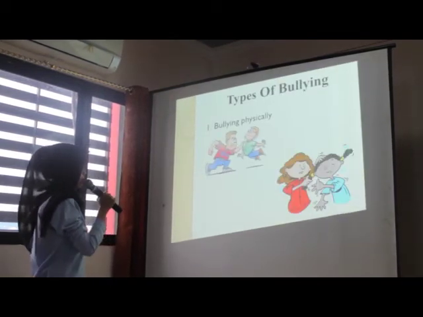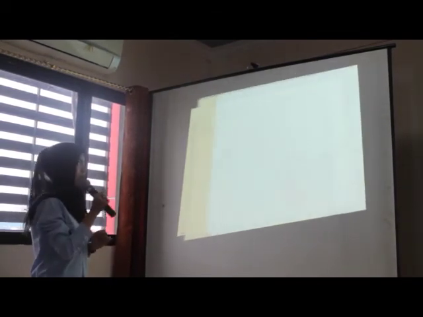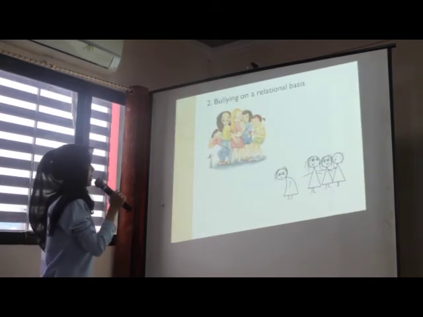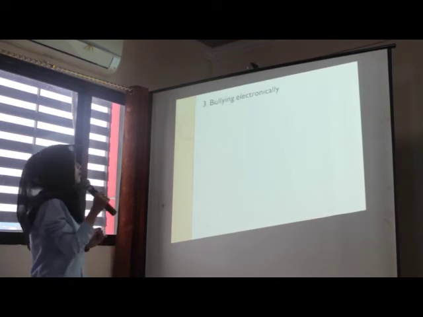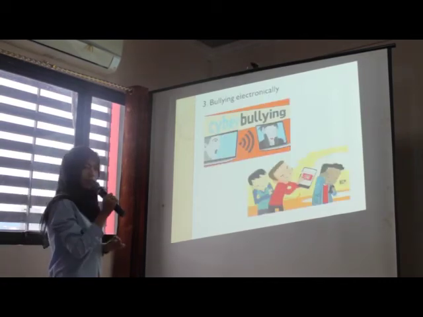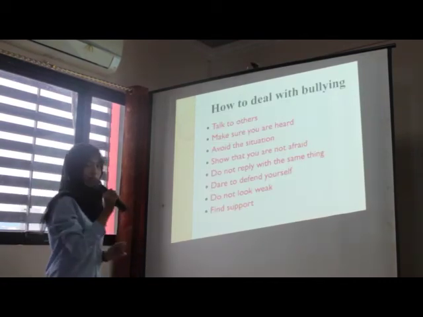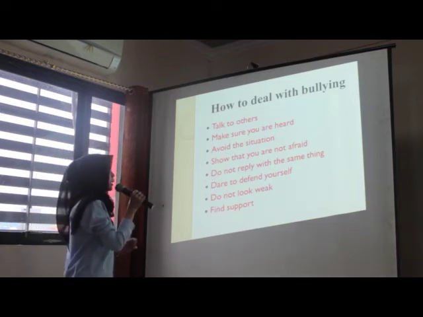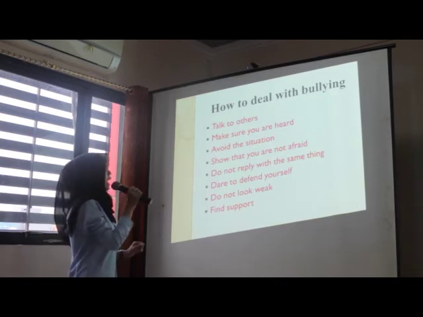Types of bullying: 1. Physical. 2. Bullying on the relational basis. 3. Electronic bullying. How to deal with bullying. First, talk to others. 2. Make yourself at rest. 3.